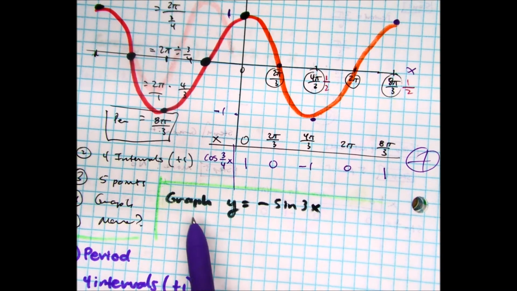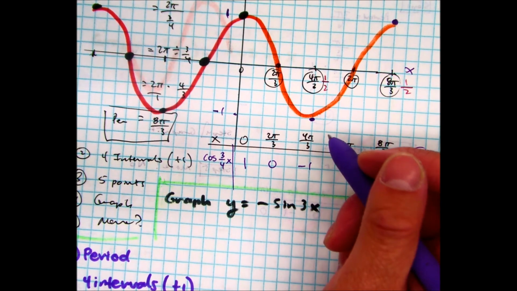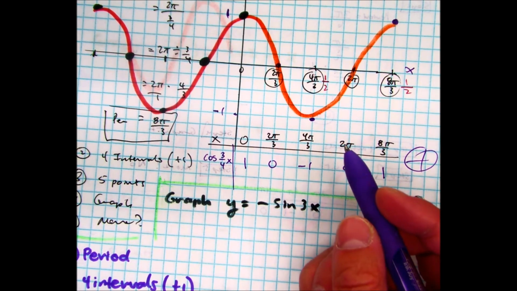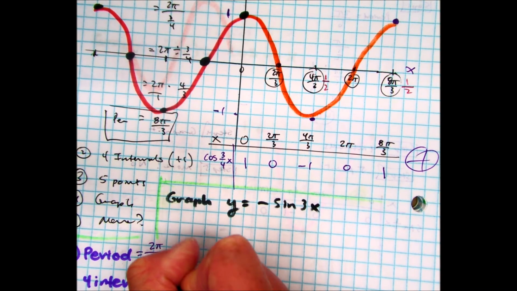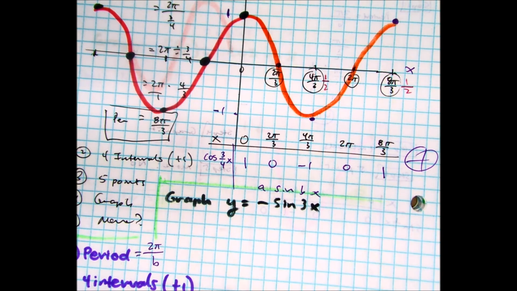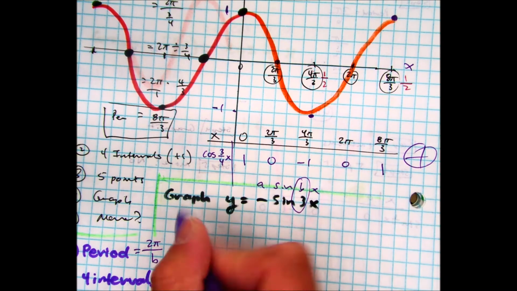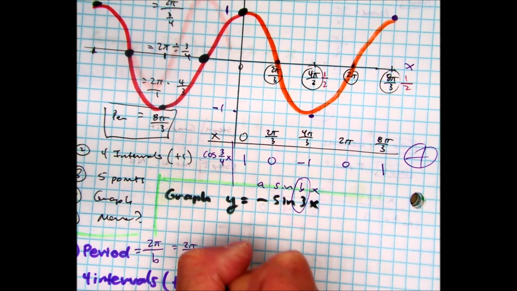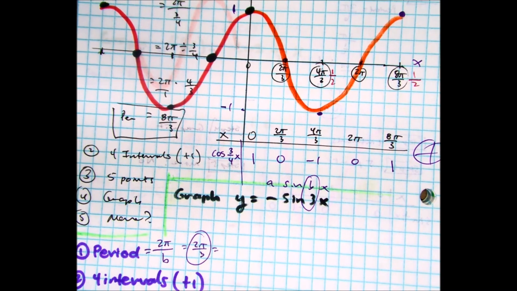Alright, let's graph y equals negative sine 3 of x. Christian, what's the first thing we're going to do? Sine 3. What's the equation for the period? 2 pi over b. Christian, what is my b value? 3. Well, we don't have to do any simplifying. Raise your hand if you got 2 pi over 3.